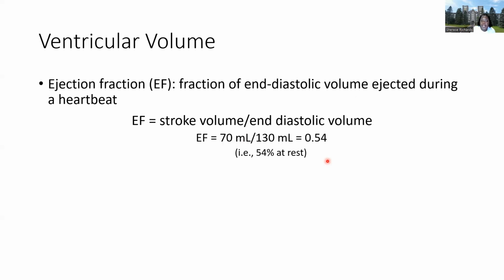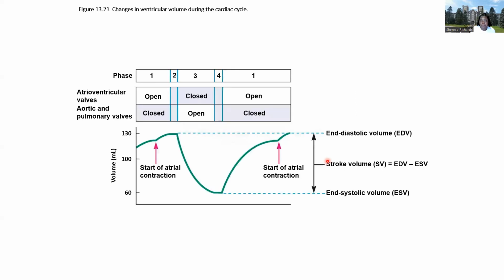So 54% is our ejection fraction. All right. And so just to look at what that means here, adding our volumes to these cardiac cycle changes. Here's the start of atrial contraction. Here is where we have that last contraction. So this is going to be phase 1 and then phase 2. And then we have ventricular ejection, which is where the volume drops off.